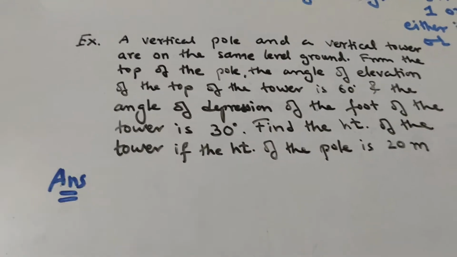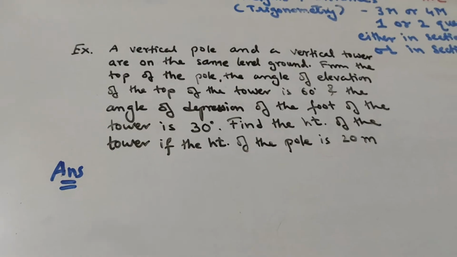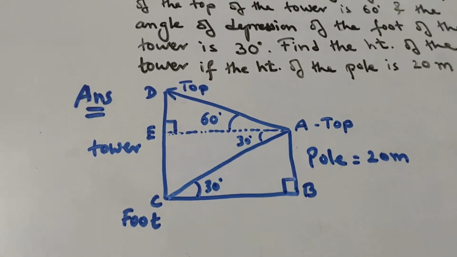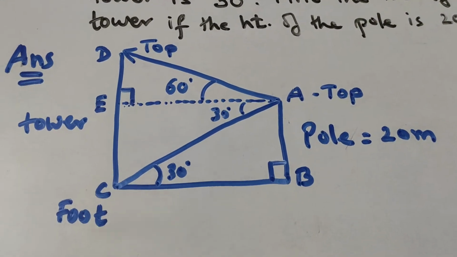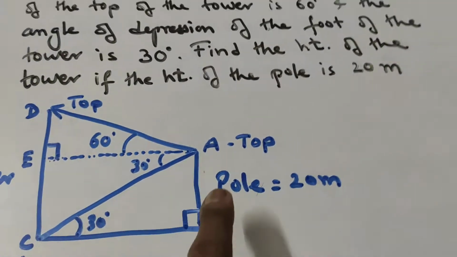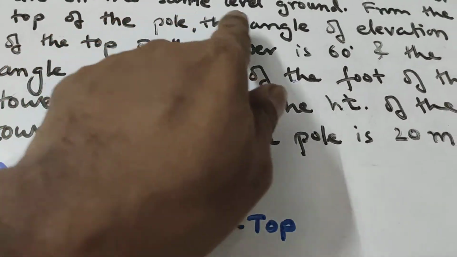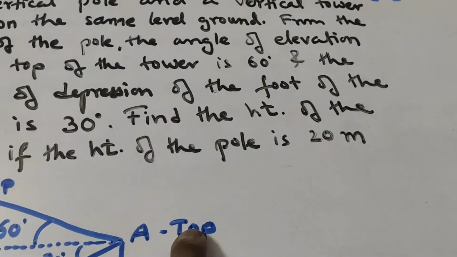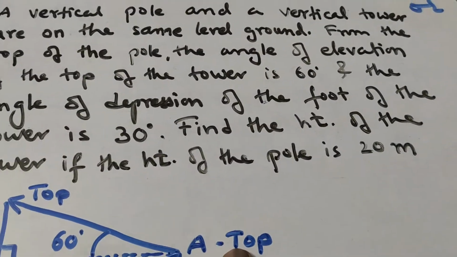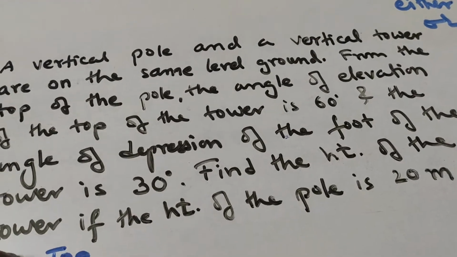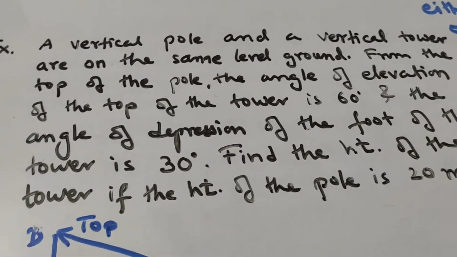So let us work it out. First of all, we'll draw the diagram and then we'll solve it. Let us understand the figure. AB is the pole and CD is the tower. From the top of the pole, the angle of elevation, elevation meaning from the lower point to the higher point, to the top of the tower is 60 degrees.